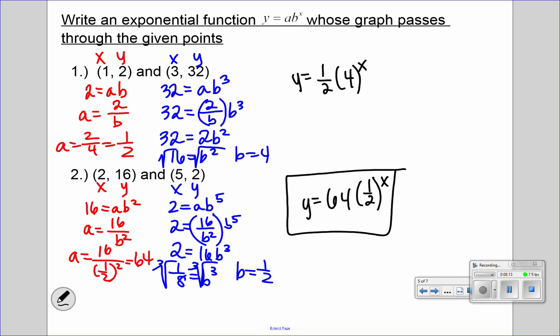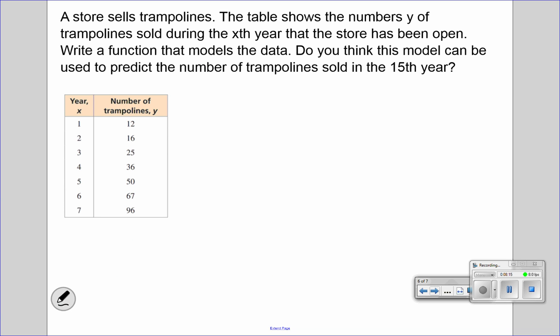We have one word problem to go over. It's very similar to what we've been doing. It says a store sells trampolines. The table shows the numbers y of trampolines sold during the x year that the store has been open. Write a function that models the data. Do you think this model can be used to predict the number of trampolines sold in the 15th year? So what we're going to do first is pick 2 points. I'm going to pick these first 2 and plug them in.